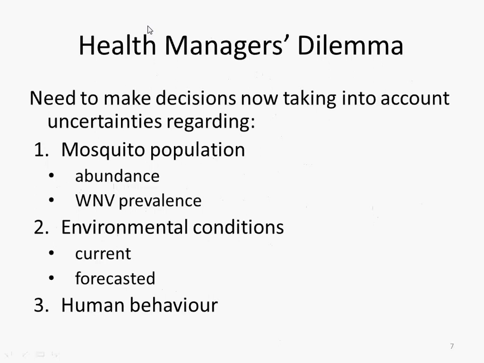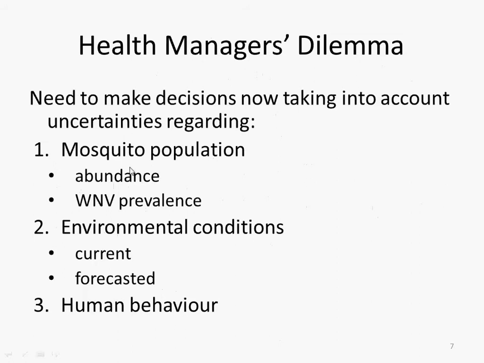because there's a need week to week within our health regions and more broadly within the province to make decisions taking into account uncertainties regarding the mosquito population, environmental conditions, and some aspects of human behavior. How cautious are people going to be? But particularly these first two.